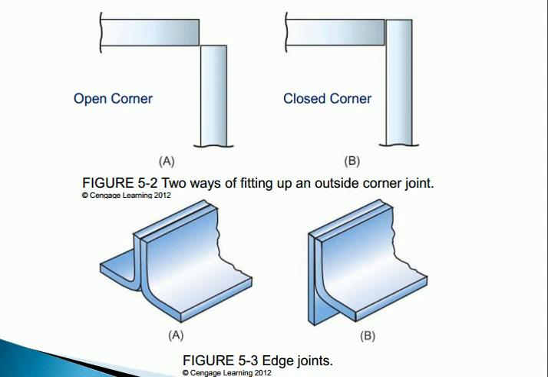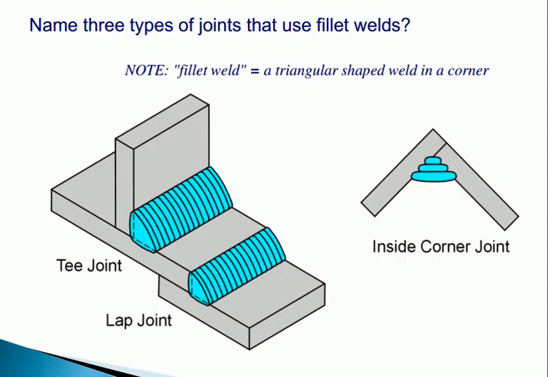Note: a fillet weld is a triangular-shaped weld in a corner. Name three types of joints that use fillet welds.